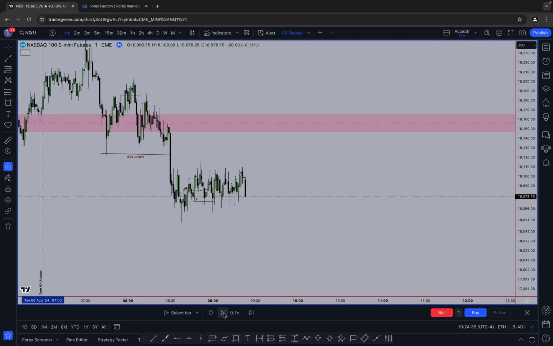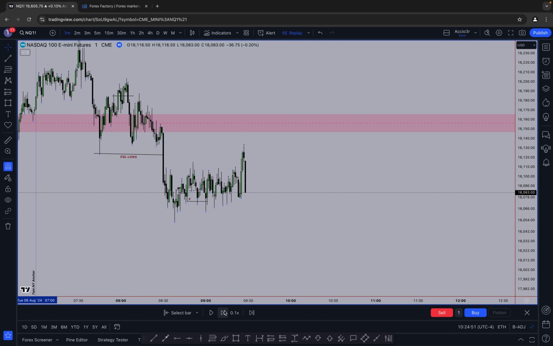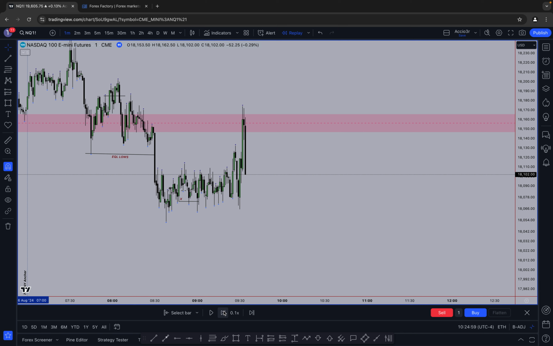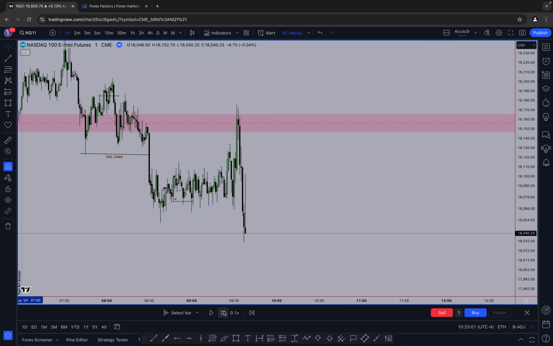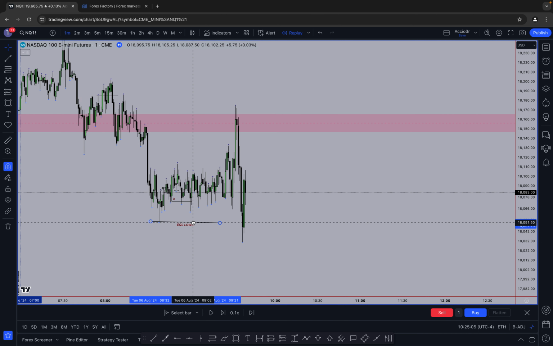Not a fan of this consolidation, to be honest. Okay, we've closed above this swing high, but because we've left all of this here, I'm not interested. Okay. Yep, equal lows. I'm not interested in that. Okay, so now I'm gonna move this along here.